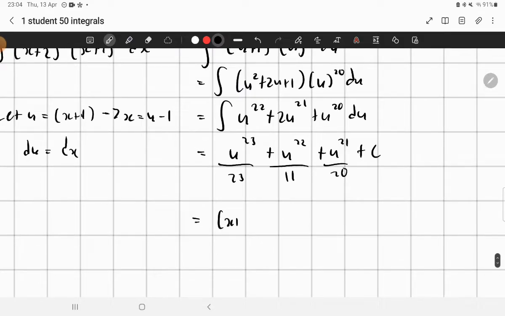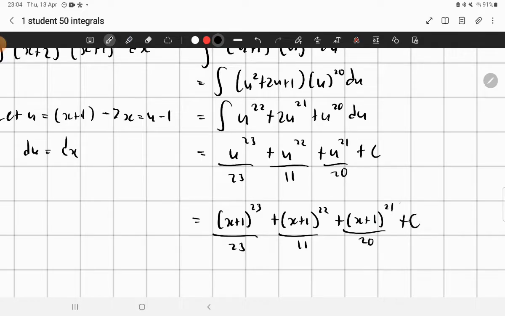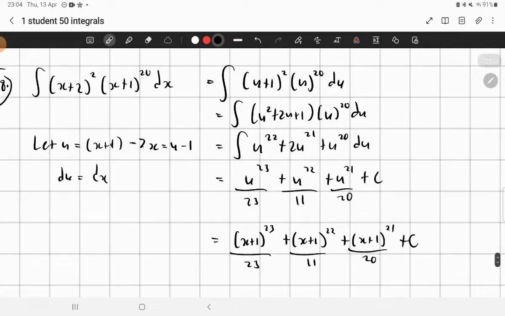So x plus 1 to the power of 23 over 23, plus x plus 1 to the power of 22 over 11, then plus x plus 1 to the power of 21 over 20. Alright. Oops, 21, not 20. Alright. So I believe it should be no problem, I suppose. I believe that's just about it. Okay.